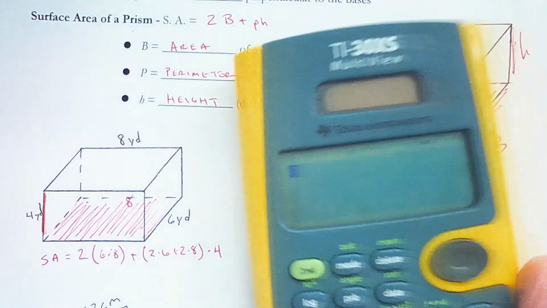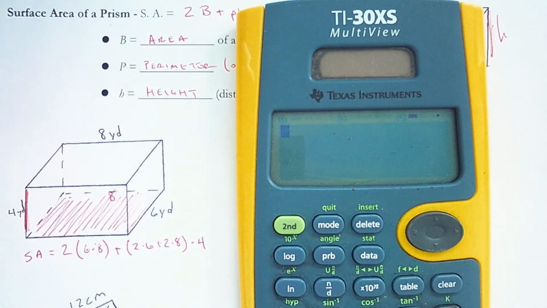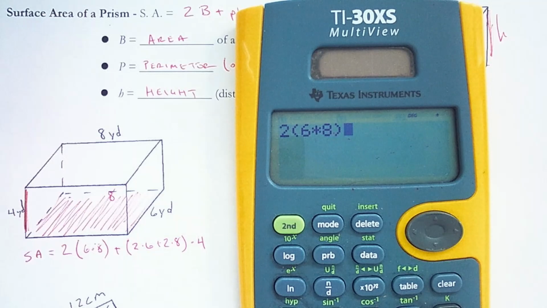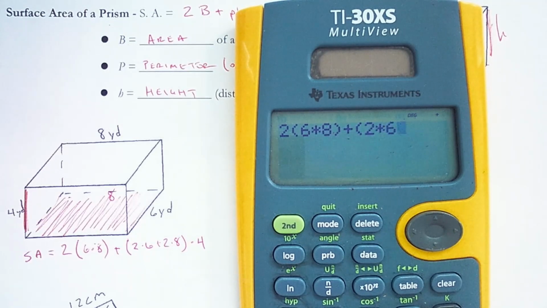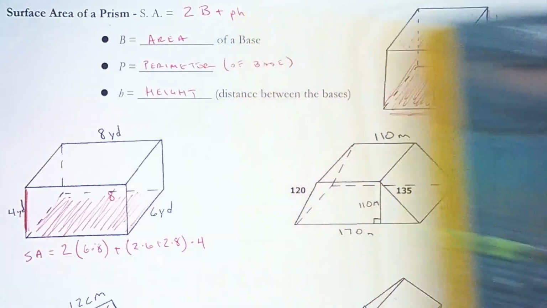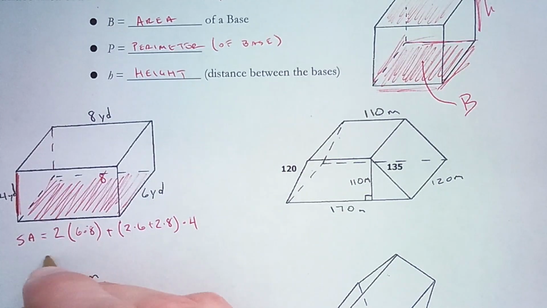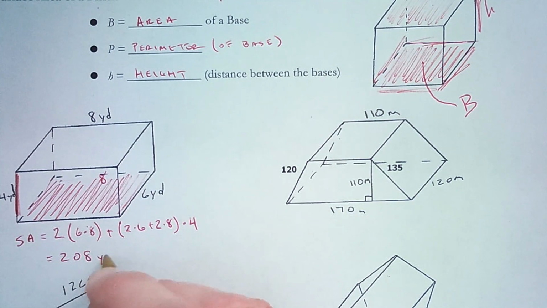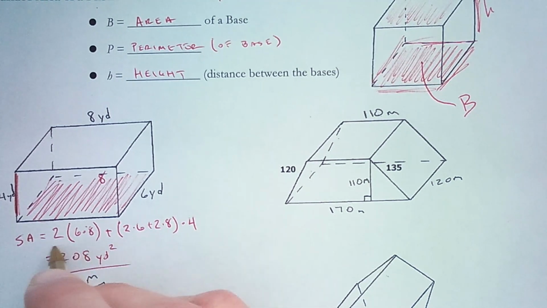So now I will pull out my calculator and just type everything in. So 2 times 6 times 8, that's 2 times the area of the base, plus the perimeter of the base, which was 2 sixes plus 2 eights, times 4, which is the height. And that gives me 208. So the surface area is 208 yards squared.